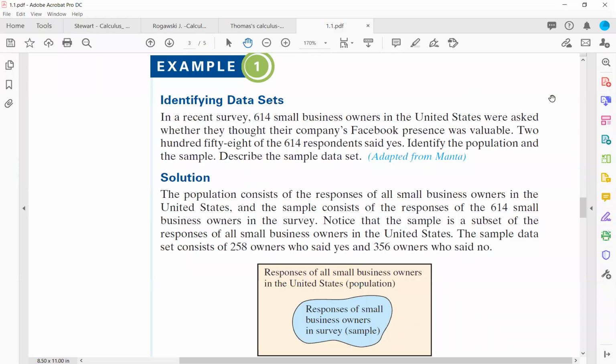Very well. The population consists of the responses of all small business owners, all of them. And the sample consists of the responses of the 614 small business owners. So the population consists of all small business owners, and the sample, the subset, is the responses of small business owners in the survey.